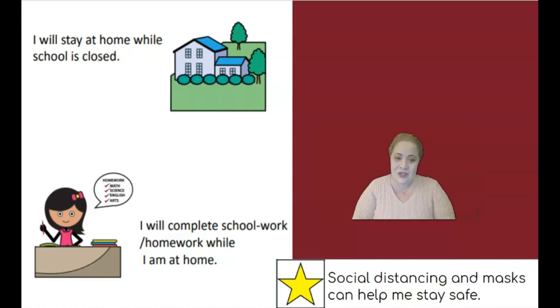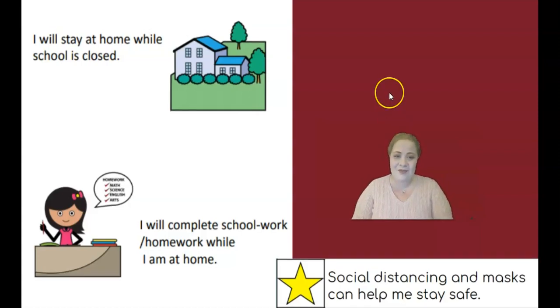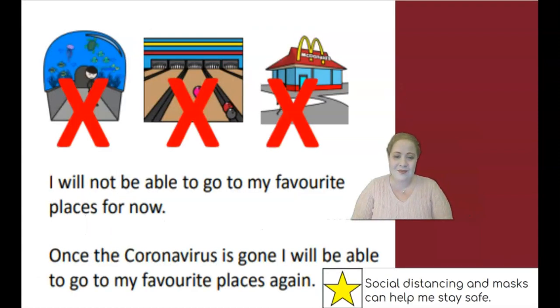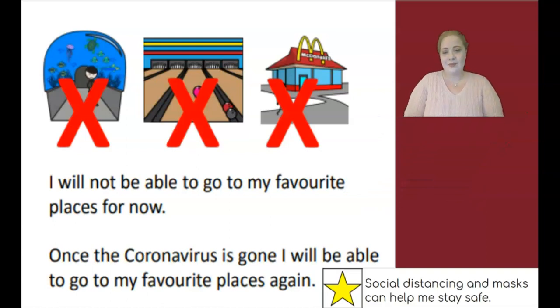Do you see the yellow star? What's a repeated storyline? Social distancing and masks can help me stay safe. Let's keep reading. I will not be able to go to my favorite places for now. Once the coronavirus is gone, I will be able to go to my favorite places again.